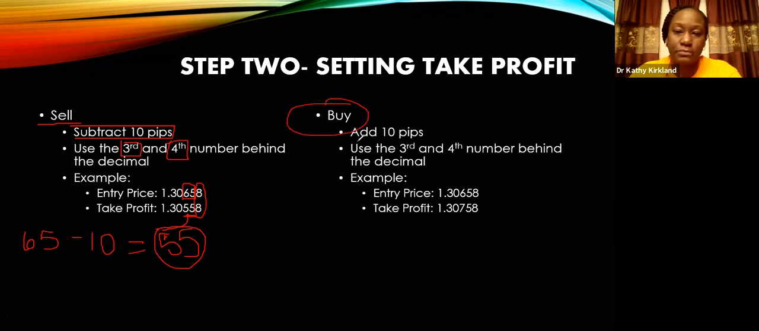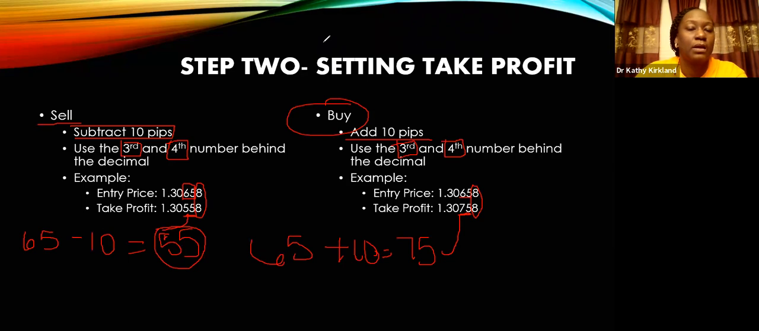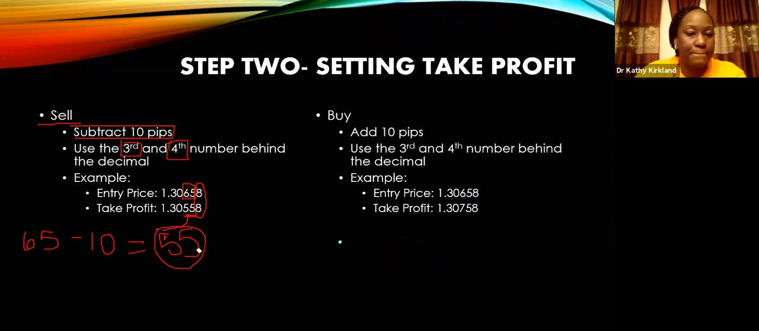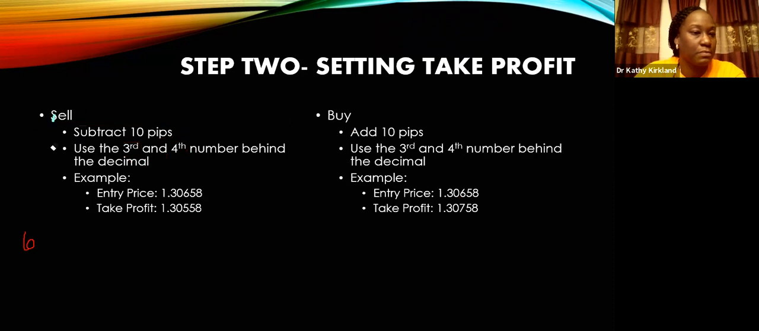Now let's do a buy. Buy, we add. So we're going to add 10 pips. We're going to use the third and the fourth number behind the decimal place to add. So once again, 65 is our entry price. Our entry price is 1.30658. So we'll take 65. We're adding, so we're going to add 10. That's going to give us 75. We'll take the 75 and place it in the spot of the third and the fourth number behind the decimal place, giving us 1.30758. We keep our 8 the same because that's our pipette. Are there any questions so far? Okay.